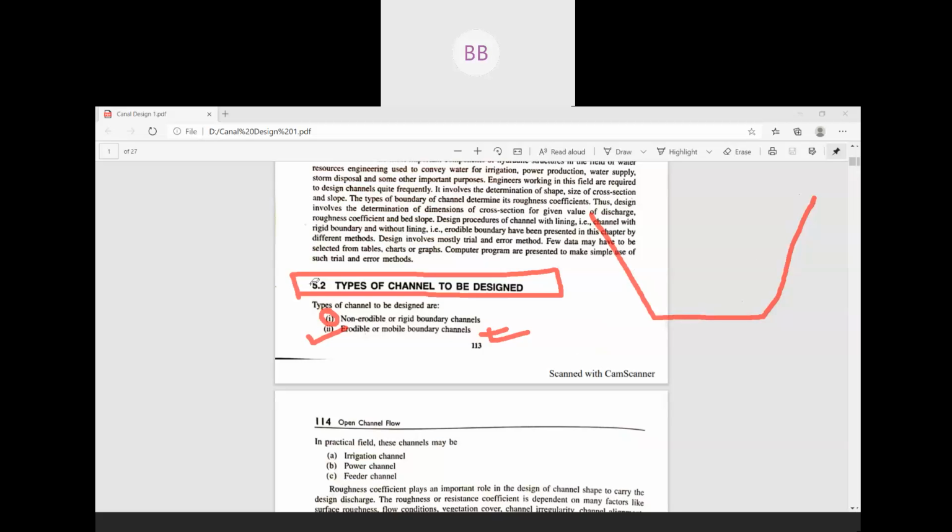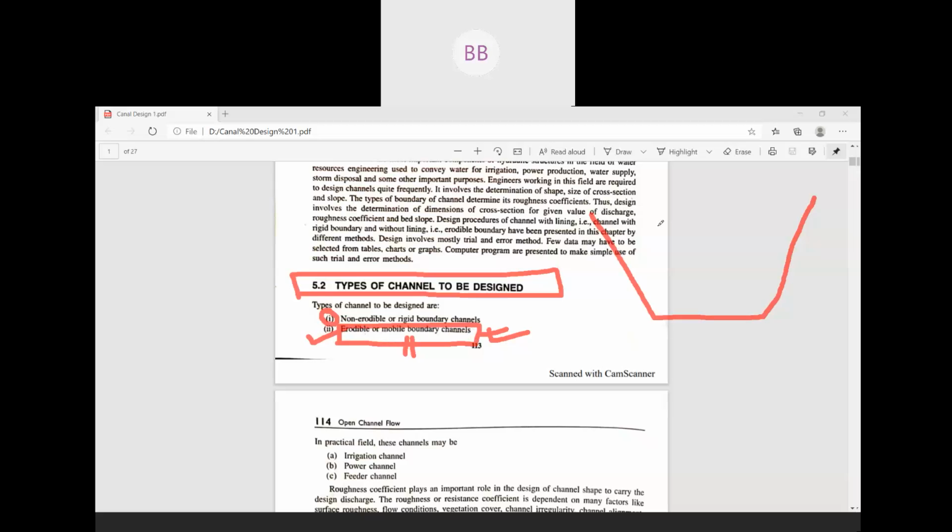So here we have different methods for both your lined and unlined canal, or you can say erodible and non-erodible canal. From your exam point of view, or for any competitive exam, this mobile boundary channel or erodible channel is most important. You can find most of the questions related to canal design from erodible or mobile boundary channel. Okay?